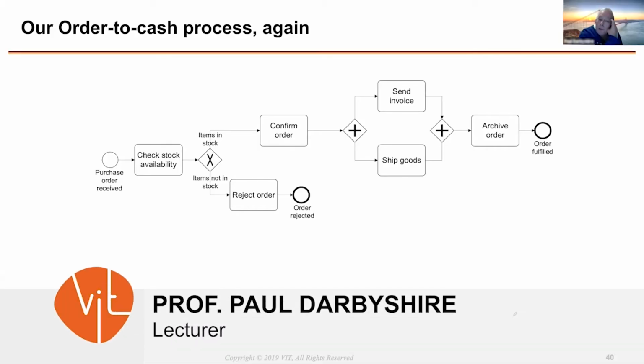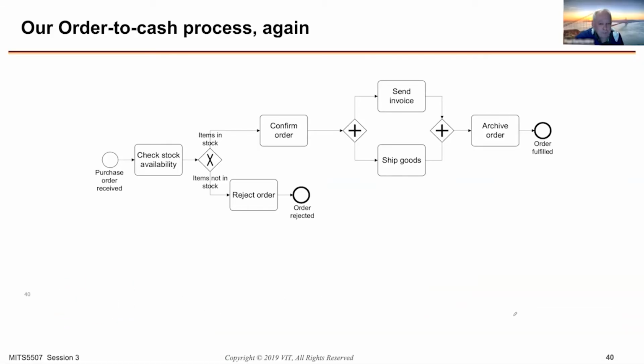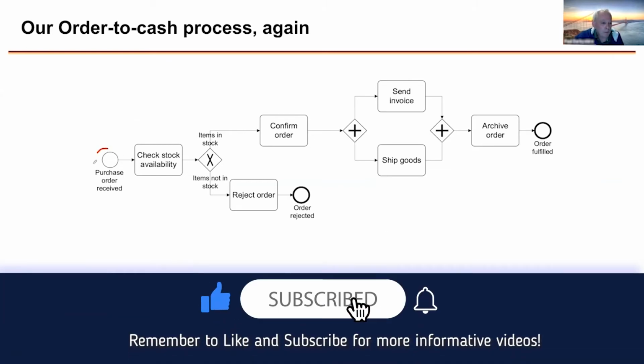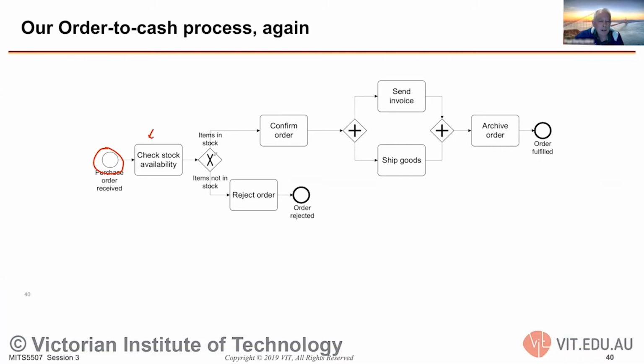So let's look at the order to cash process again. Remember, we had this from a previous example. We have a purchase order received. We follow various activities. We have an XOR gateway. Items are in stock. We confirm the order.